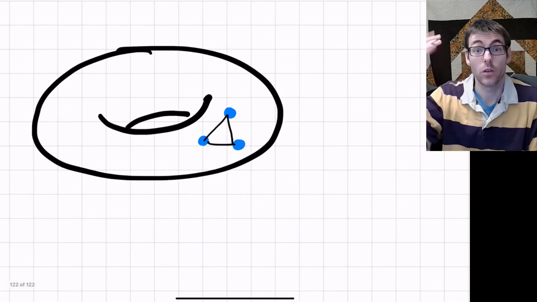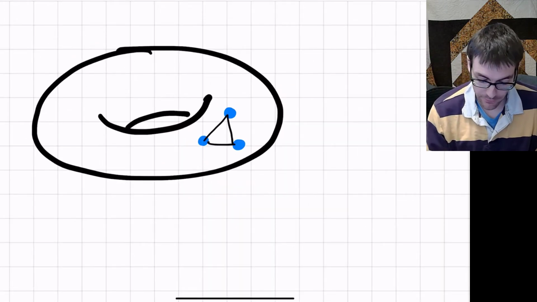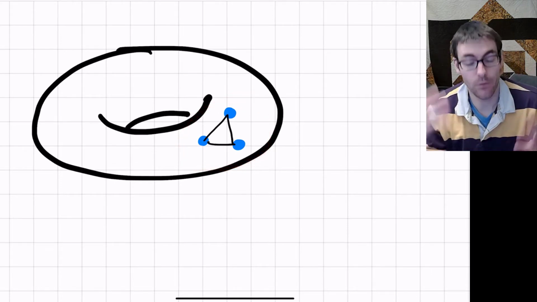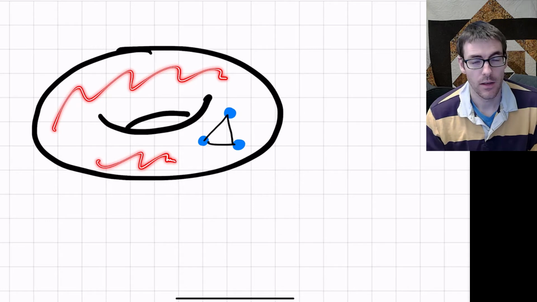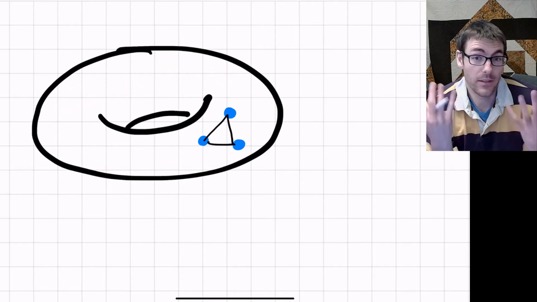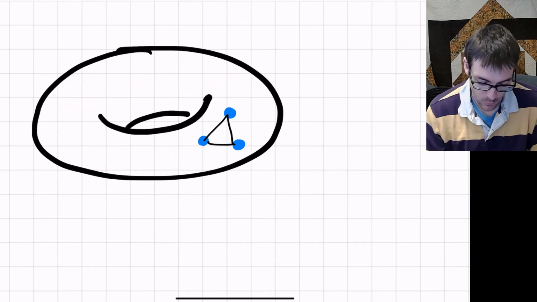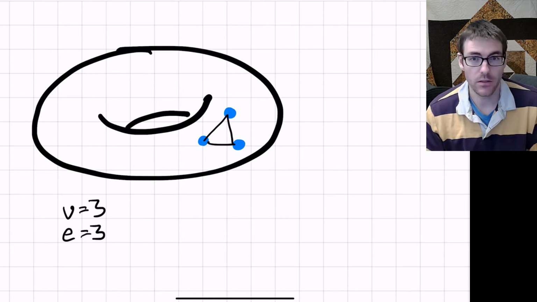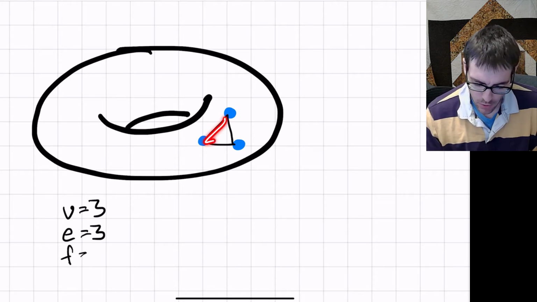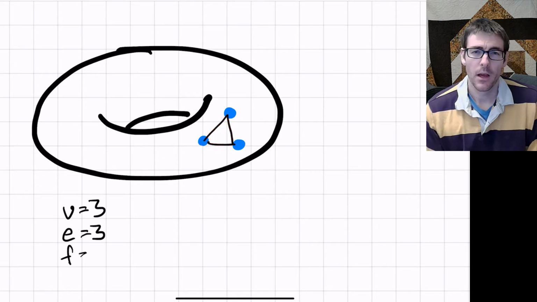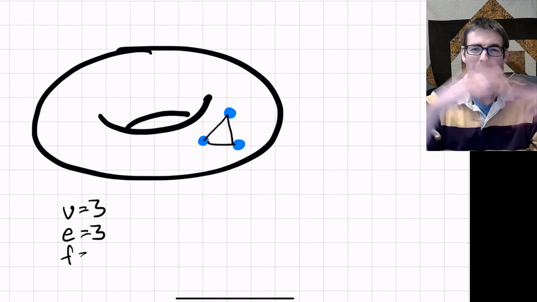Okay. So here is a graph. We have K3, the complete graph on 3 vertices, drawn on the surface of a torus. And if we did the Euler characteristic calculation for this, we would see that we have 3 vertices, we would have 3 edges, and then we would have at least one face. We would have this triangular face on the inside here, but what happens on the outside?